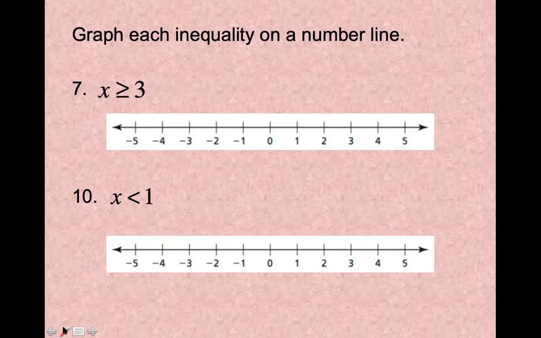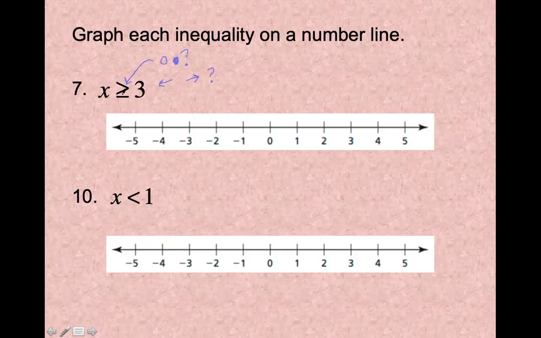But on number 7, we have x is greater than or equal to 3. So two questions you need to ask yourself as you look at this. Is it going to be an open dot or a closed dot? And which way does the arrow go? To the left or to the right? Right. These are the questions you get to ask yourself.